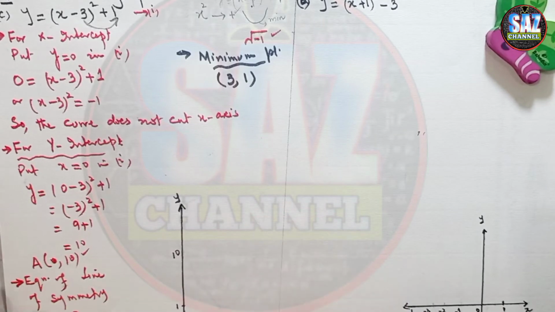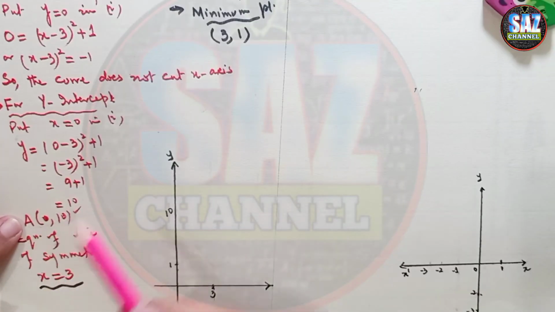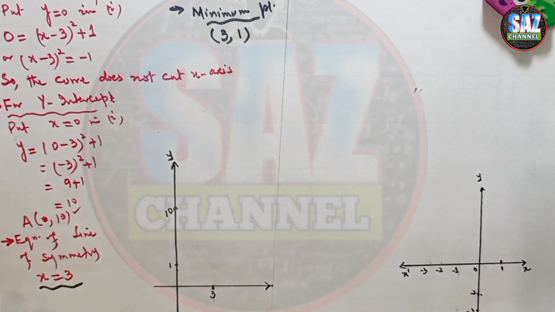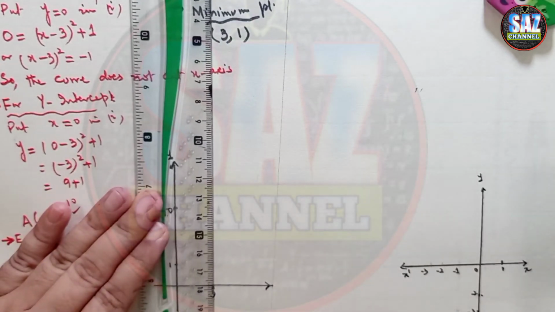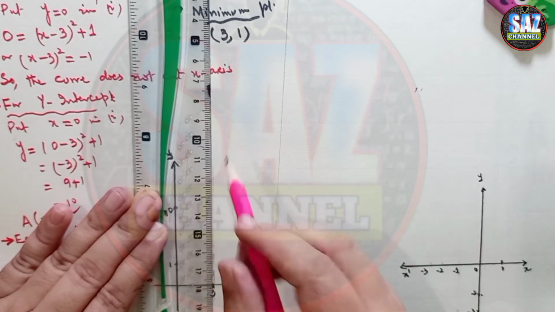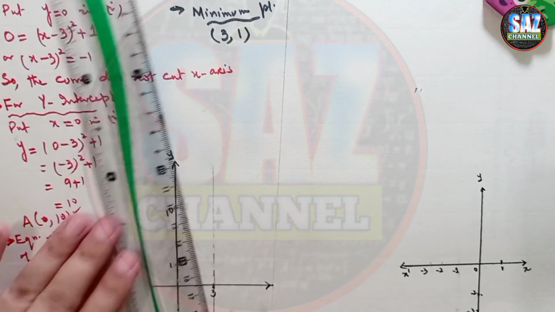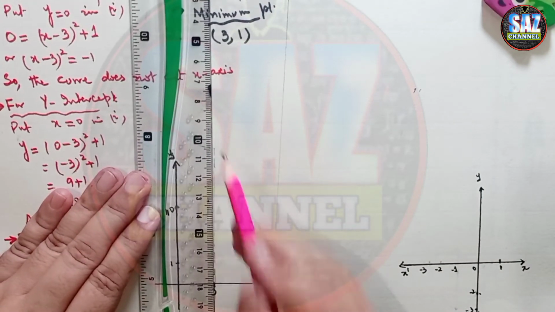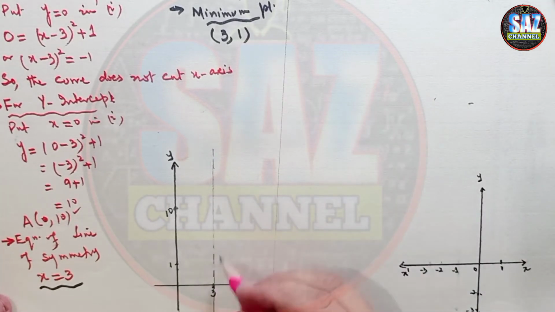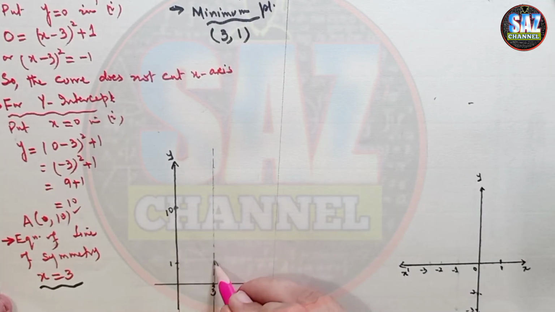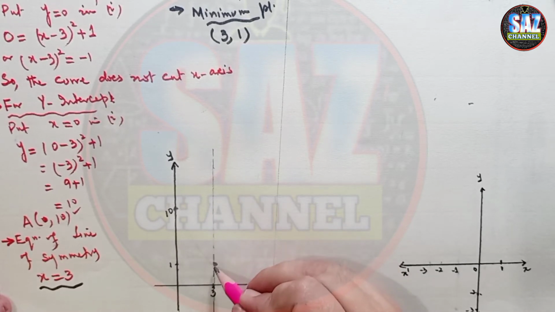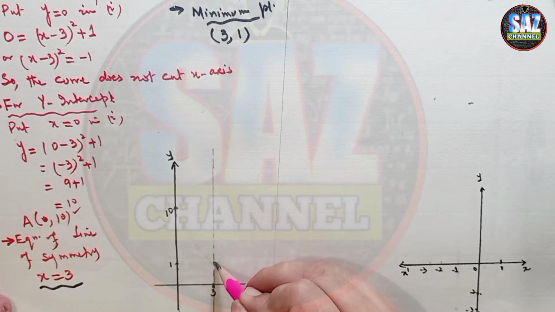So first of all, let me mark my y-intercept, that is 0 with 10. And then the line of symmetry is at x equals to 3. X equals to 3 is my line of symmetry. First, sketch the graph with the help of pencil, with light and slide pencil. Okay, and then the second thing is that we have to mark the minimum point. 3 with 1 is the minimum point, and then we have to pass the curve through these 2 points.